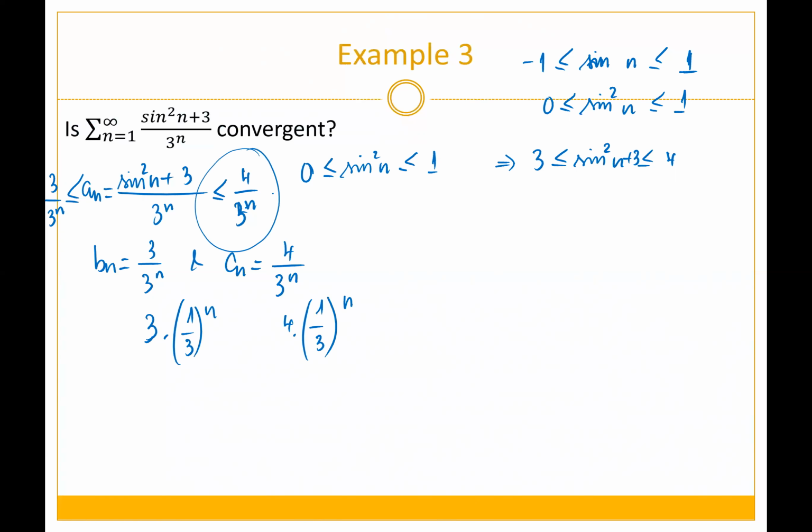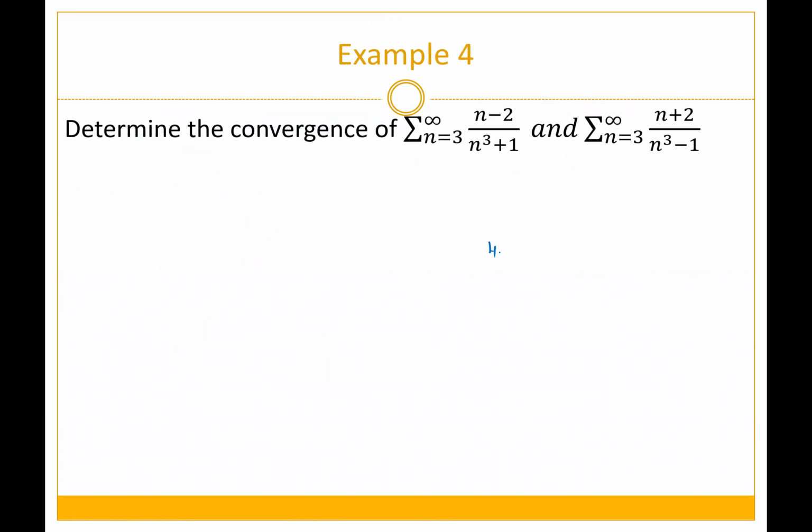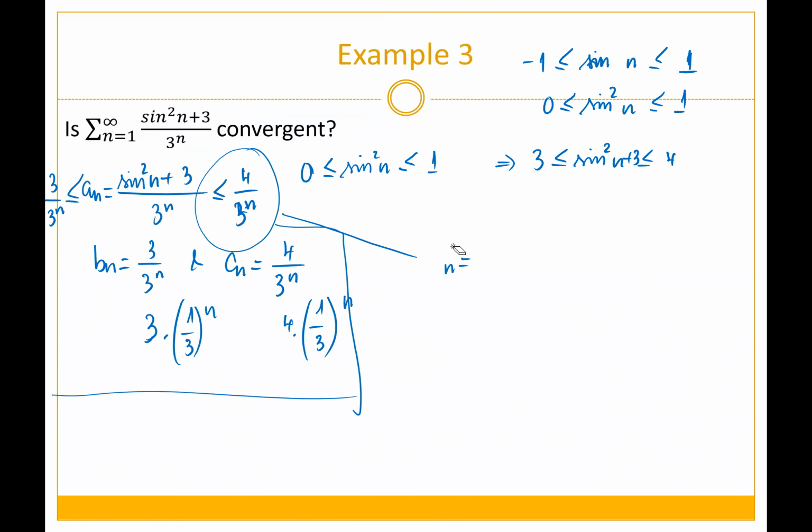So this is the series that you're going to choose to compare with. So now this has come out. Well, this is just like draft paper. So that kind of comes to there. So we're going to have bn is 4. You don't need bn. You can just write it as cn. So you have an is equal to sine square n plus 3 over 3 to the n.